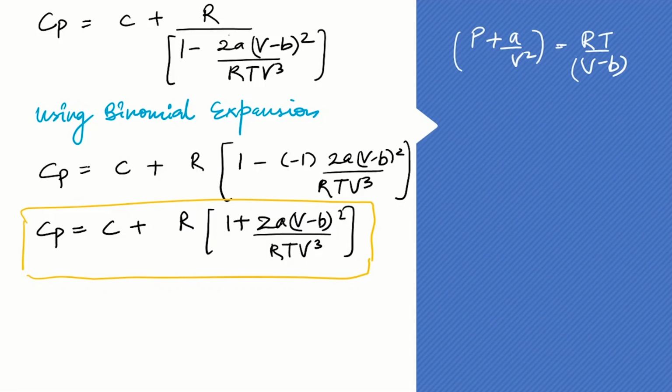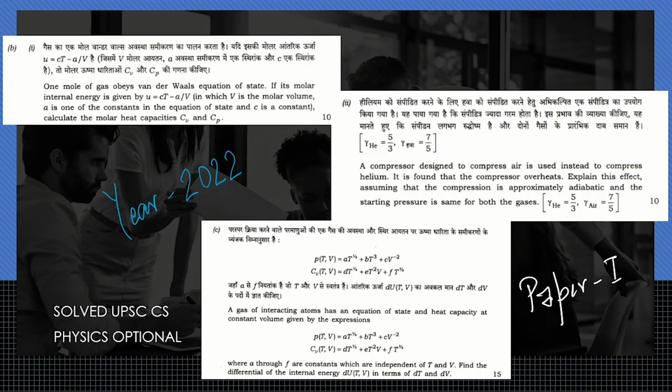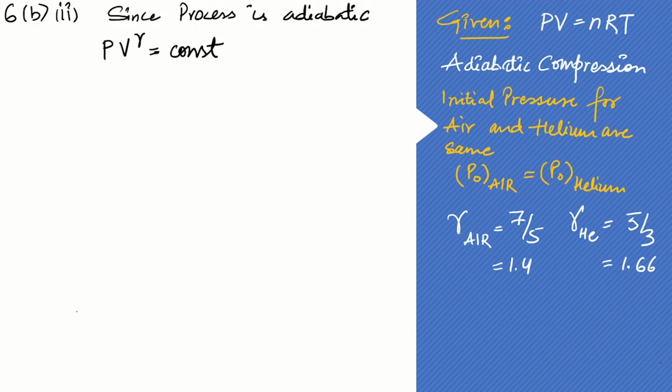Now let's see the second question. In the second question, we are given a compressor which is designed to compress air. So we use that compressor to compress helium instead of air. It is found that the compressor overheats, and we are given the gamma for both helium and air, and the initial pressure is the same for both, and the process is adiabatic. So let's see. We are given these things.